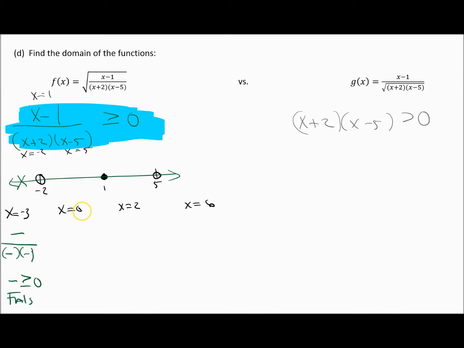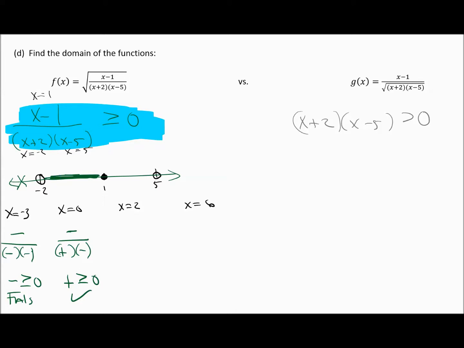Now I'm going to do the same thing with 0. When I plug 0 in the numerator up here, 0 minus 1 is a negative 1. It's negative. When I plug 0 into x plus 2, that's positive. When I plug 0 into x minus 5, that's negative. A negative divided by overall a negative is a positive. Is a positive greater than or equal to 0? Yes, it is. So I shade that part in.